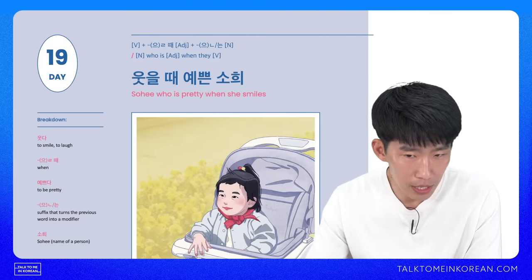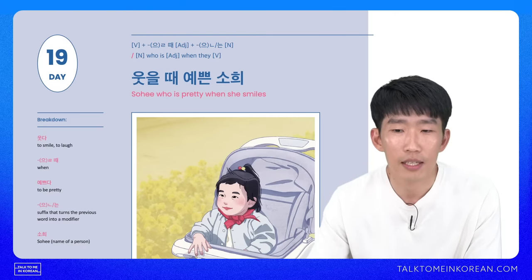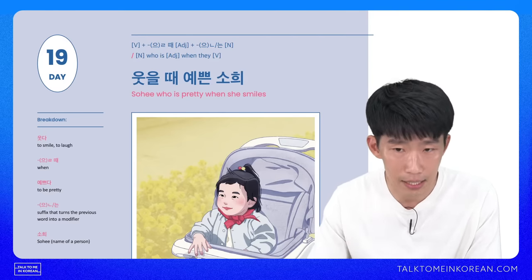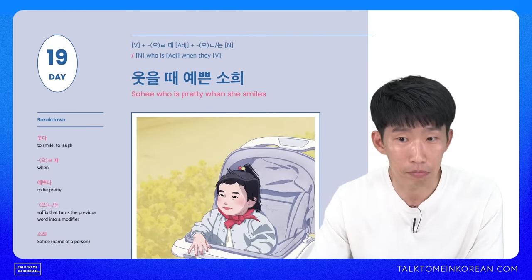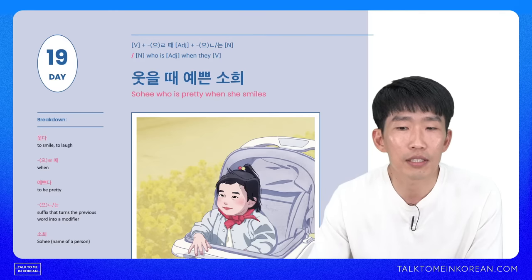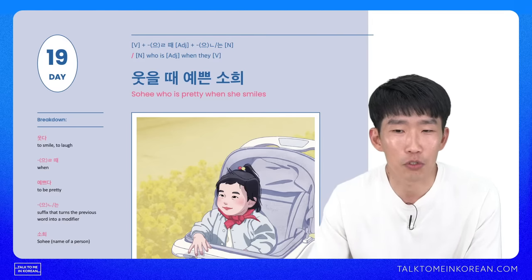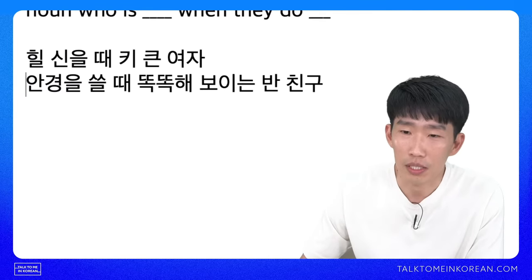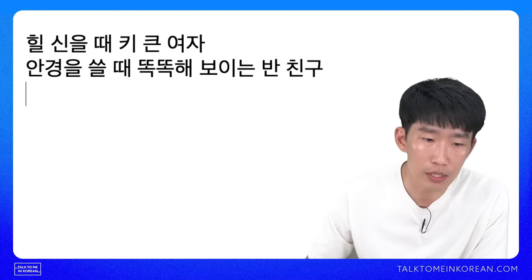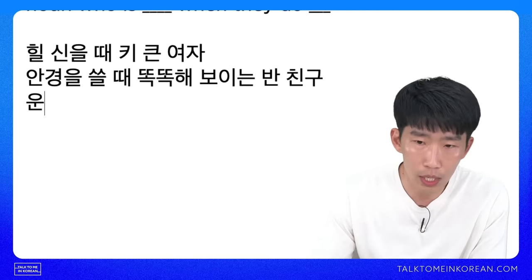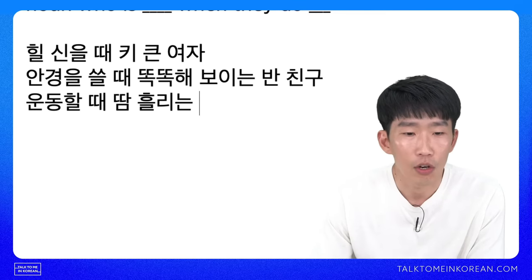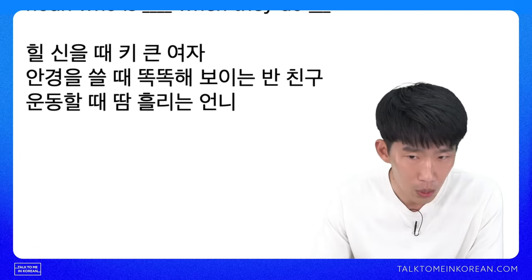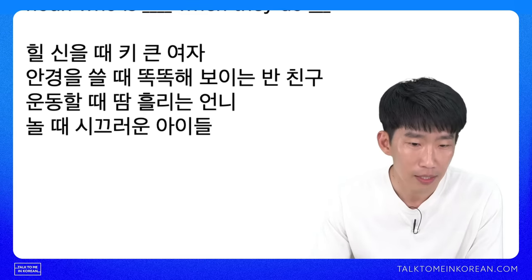Okay. The first sentence that I see is 힐 신을 때 키 큰 여자. Okay, the structure works. 신을 때, 신다. 힐 is high heels. Good structure. 안경을 쓸 때 똑똑해 보이는 반 친구. Oh, 안경을 쓸 때 똑똑해 보이는 반 친구. Again, I'm not typing on the screen, right? That's good. 운동할 때 땀 흘리는 언니. Yeah, you can tell me in the chat. Thank you, Mara, for letting me know. 놀 때 시끄러운 아이들.